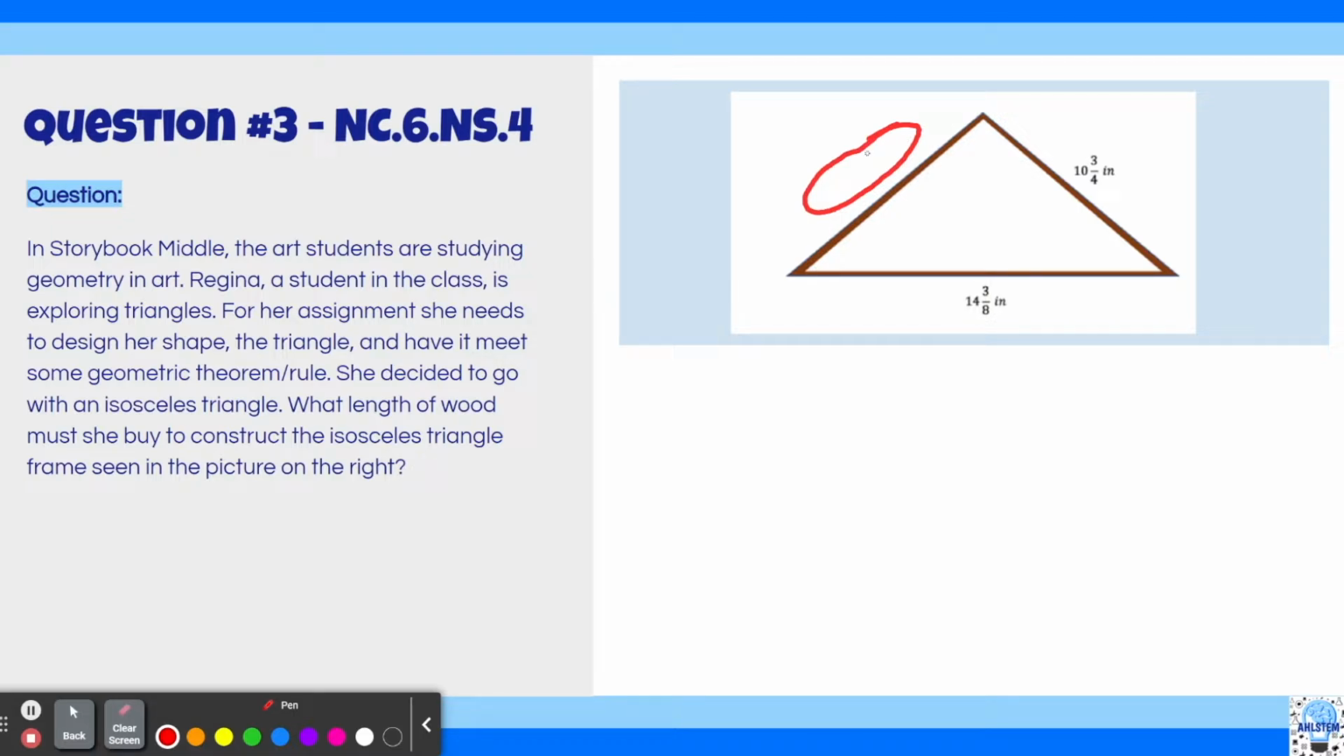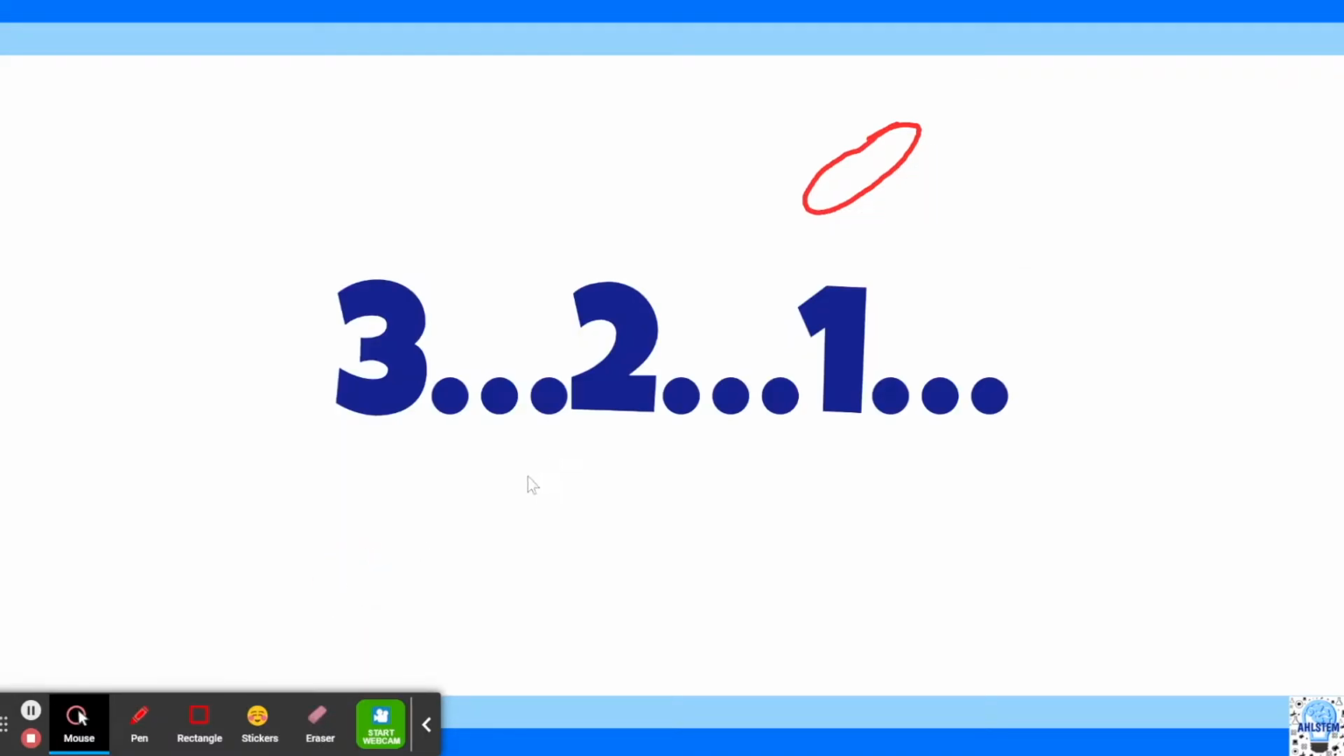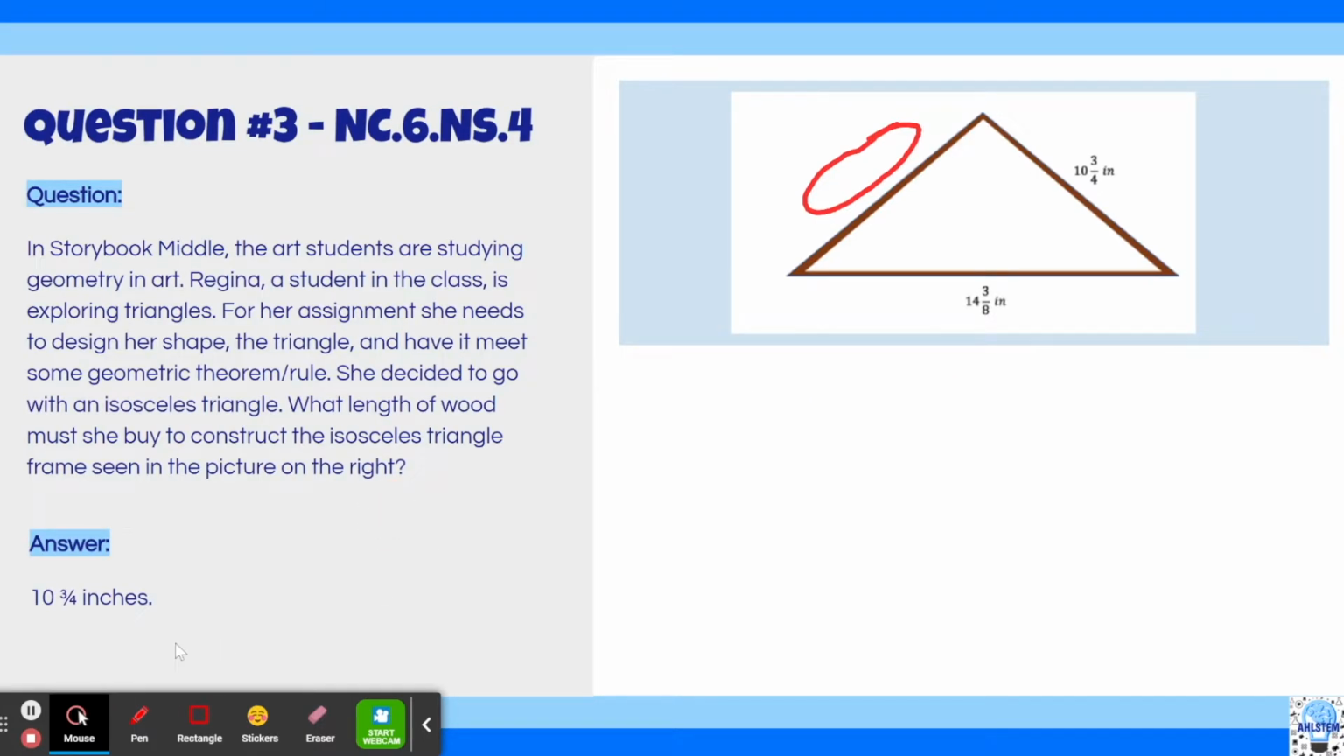What is the length of this that she needs to construct the triangle? So pause the video now and solve the problem, and in a few seconds we can check our answers. Ready? Okay. 3, 2, 1. The length needs to be 10 3/4 inches.